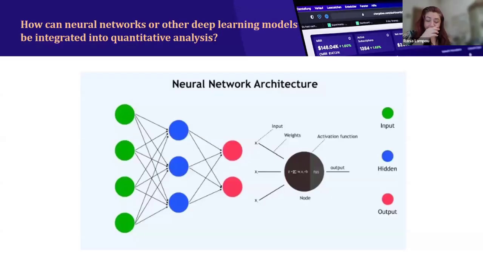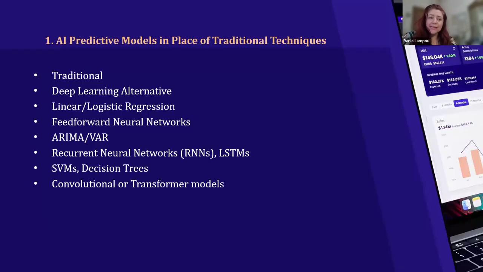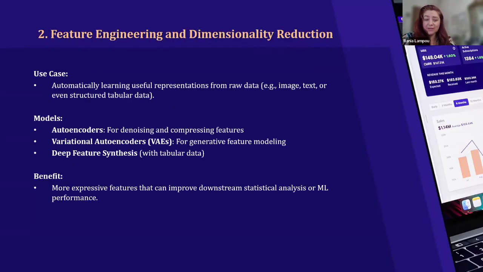Neural networks, rather deep learning models, can also be integrated into quantitative analysis to capture complex patterns, to automate feature extraction, and to improve prediction and classification tasks that traditional statistical methods struggle with. So, AI predictive models in place of traditional techniques. We know the traditional ones, so what is happening? Neural networks can now capture nonlinear relationships, interactions, or higher order dependencies automatically. Deep learning alternatives include feedforward neural networks, ARIMA, convolutional and transformer models.